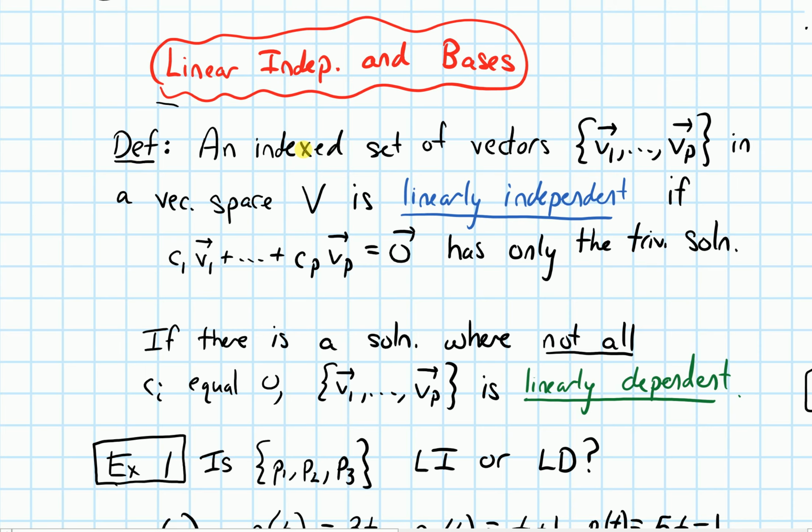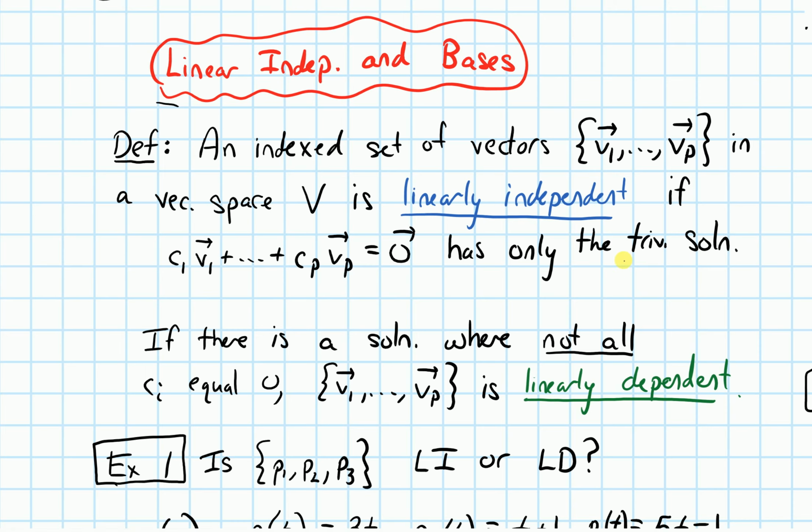So we say that an indexed set of vectors, v1 up until vp, in a vector space V, and that's what's different. Before, when we talked about linear independence, our vectors were in Rn, but now they're in some general vector space V. So that our set of vectors is linearly independent if the equation c1 times v1 plus dot dot dot plus cp times vp equals 0, so this homogeneous equation, has only the trivial solution.